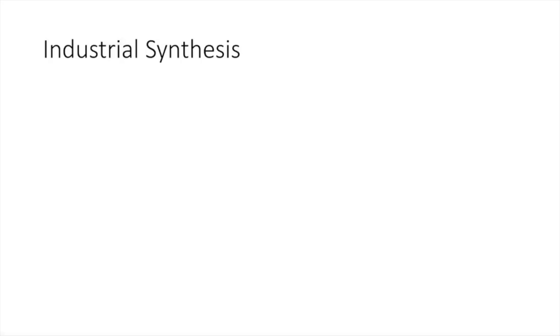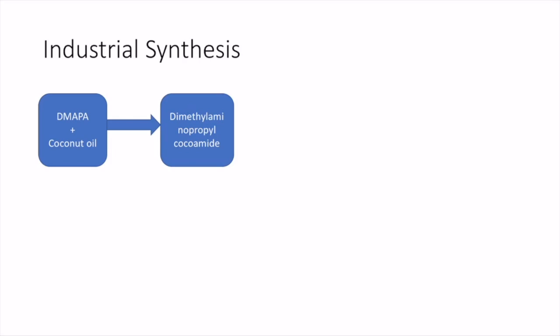On the industrial scale, CAPB is synthesized by reacting dimethylaminopropylamine, or DMAPA, with a fatty acid from coconut oil, which is usually lauric acid, which as mentioned earlier, has a carbon chain of 12 atoms. This reaction forms dimethylaminopropyl cocoamide, as the primary amine is more reactive than the tertiary amine.